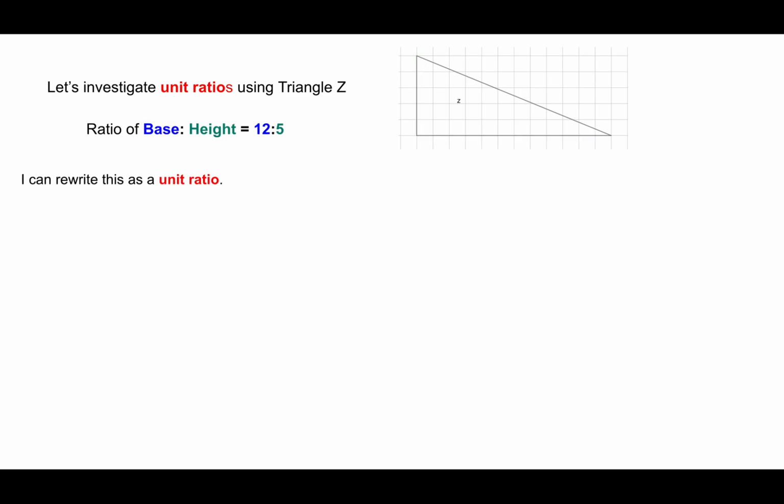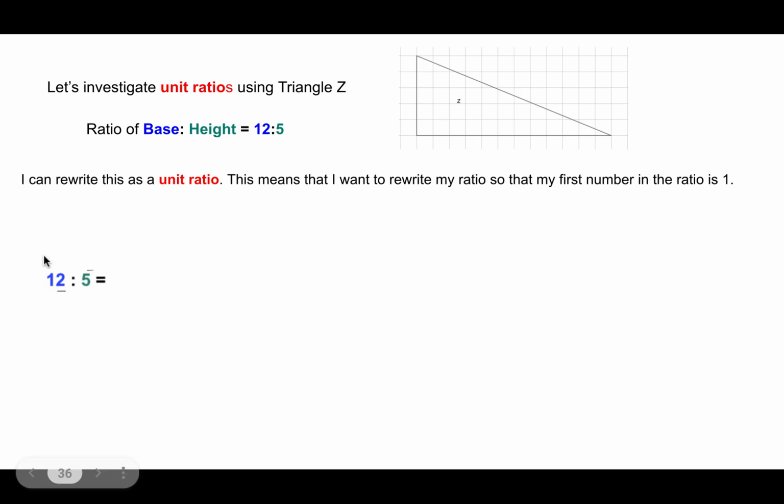We can rewrite this as a unit ratio. And when we use a unit ratio, it means that we want the first number in our ratio to be 1. In order to do that, we need to divide the first number by itself. Remember, anything divided by itself is 1. So 12 divided by 12 is 1.